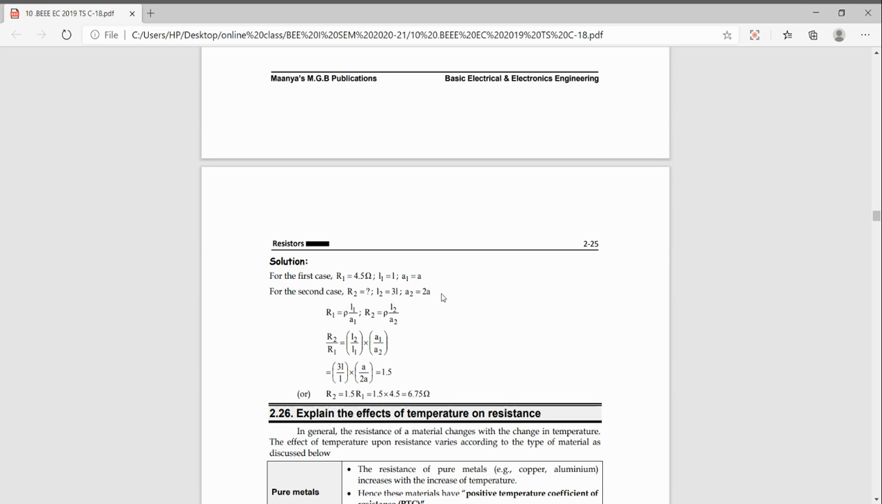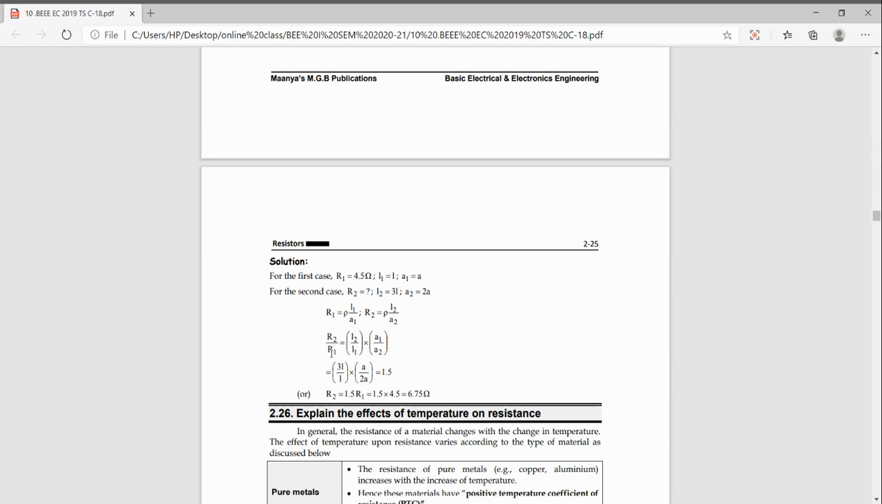So 2A. We know the resistance R1 is equal to rho into L1 by A1, and R2 is equal to rho into L2 by A2. You can write it as rho 1 and rho 2 also, but as it is of the same material, both the rhos will be equal, so they have written only rho. Now we have to substitute the values here.